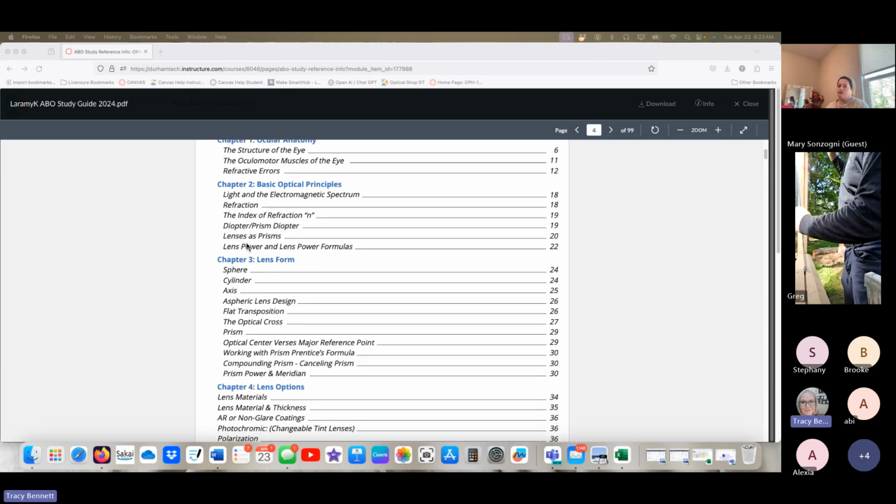Prism lenses, lens power and formulas. That's very much in line with what you're learning in your lab class. The nominal power formula: front plus back equals power.